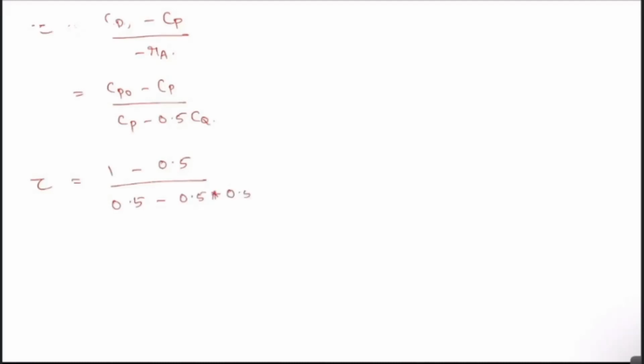Now simplifying this, we get the space time tau is equal to 0.5 by 0.5 minus 0.25. So that means it is basically 0.5 by 0.25, and that approximately comes to 2 minutes. Thank you.